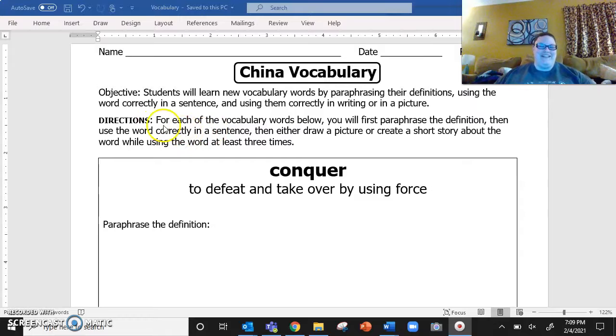For your directions. For each of the vocabulary words below, you will first paraphrase the definition, then use the word correctly in a sentence, then either draw a picture or create a short story about the word while using the word at least 3 times. Let's go ahead and get started, shall we?